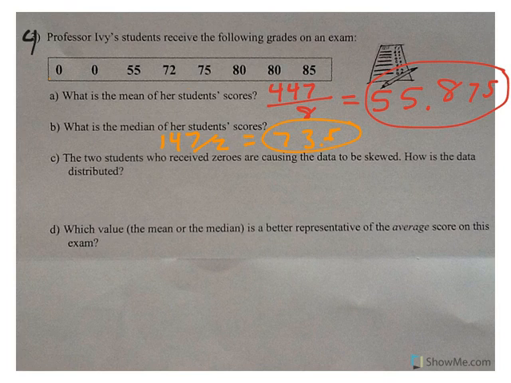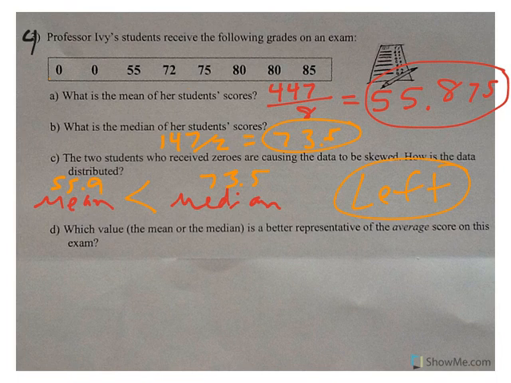So when you're looking at this, part C, the 2 students who received zeros are causing the data to be skewed. How is it distributed? Well, when we're comparing the mean to the median, the mean is 55.9, I rounded. The median is 73.5, so the mean is less than the median. This is skewed left.